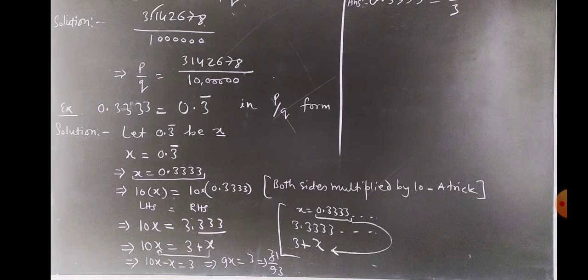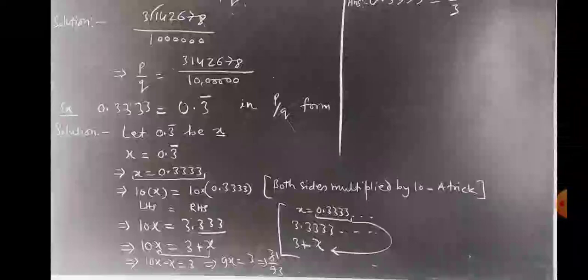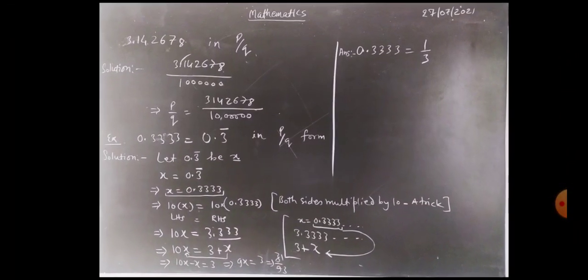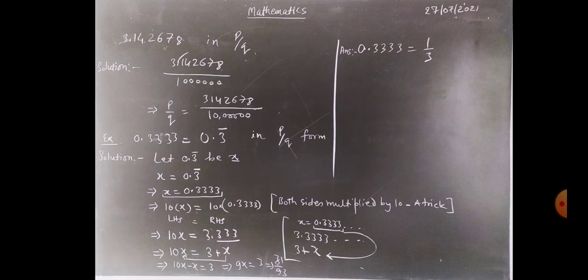Now we solve the equations. 10x minus x equals 3, so 9x equals 3. So x equals 3 upon 9, so 1 by 3. So 0.3333 can be written in the form of p by q as 1 by 3, meaning 0.3 bar equals 1 by 3.